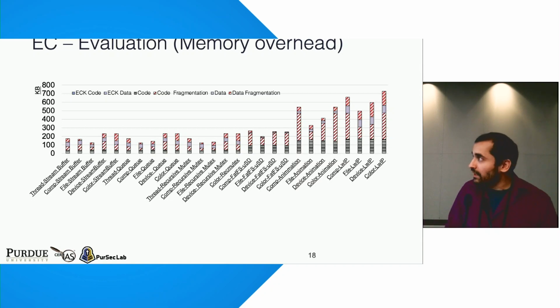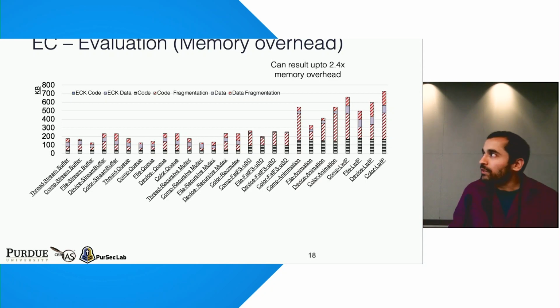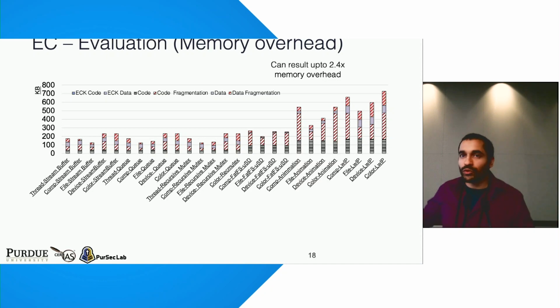Overall, you can see that EC results in about 2.4 times memory overhead. And the reason is because of MPU. MPU cannot protect arbitrary regions in the memory, so it has specific alignment requirements. If you want to protect a region, you have to place it in a specific place in the memory. Because of that, you might have some fragmentation in the memory, and because of this fragmentation, we see most of this overhead.